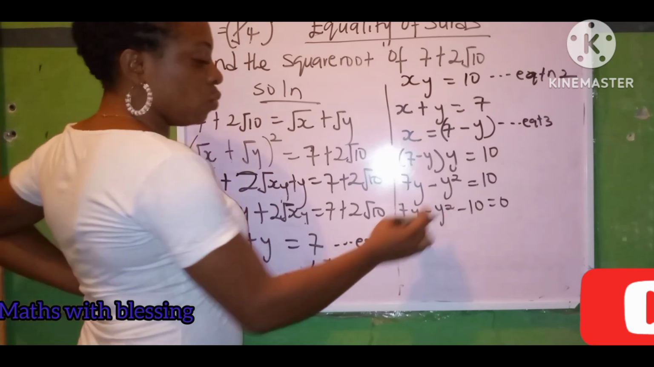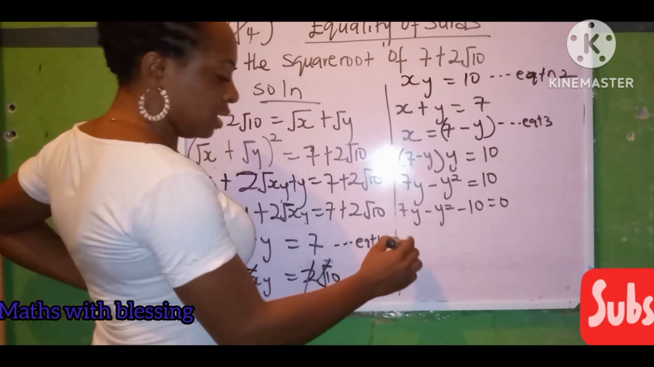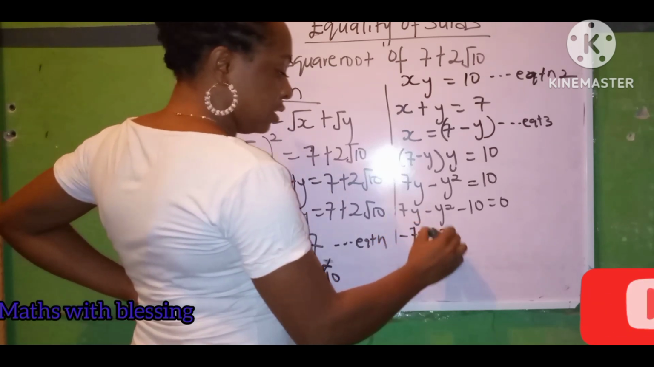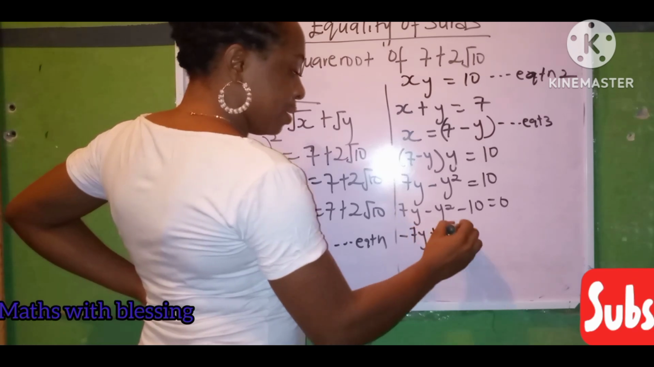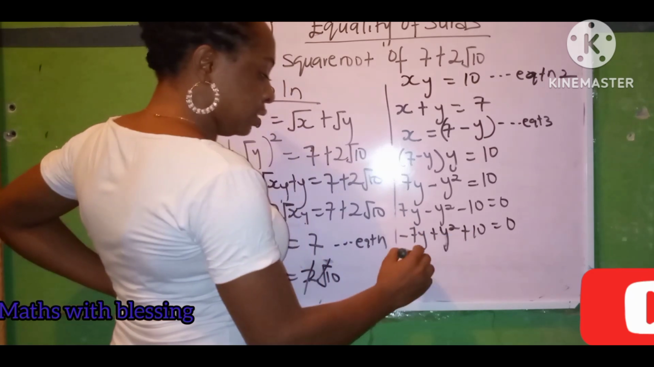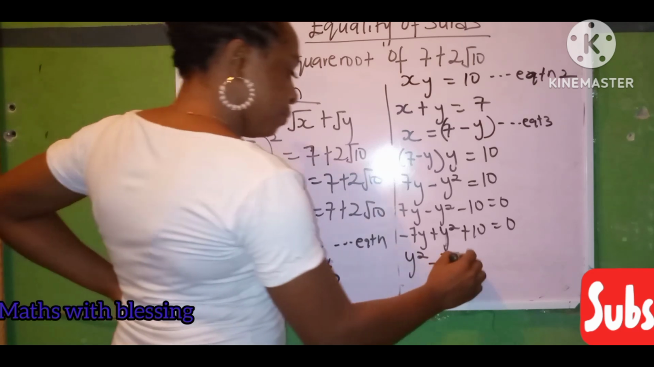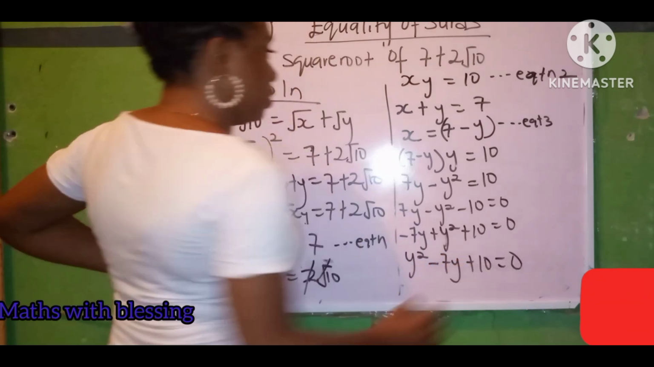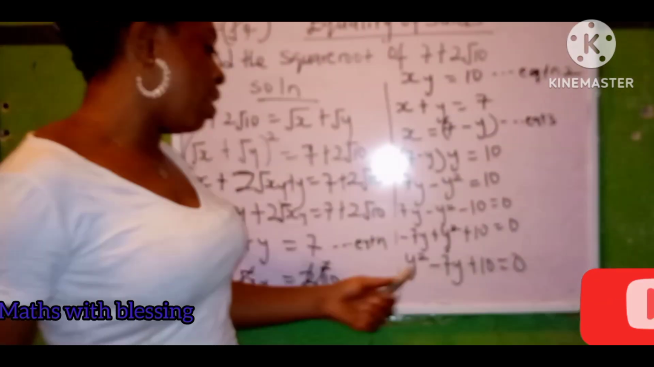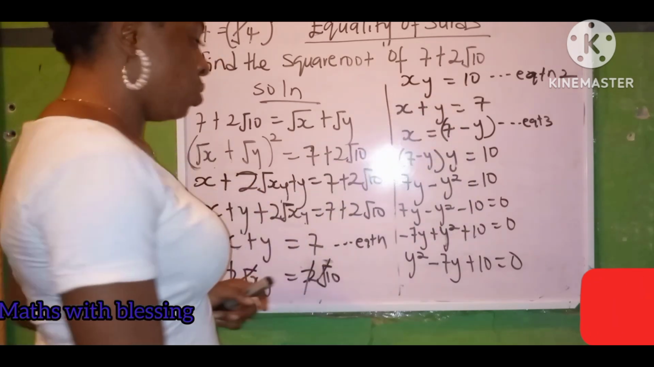So you have something like this: 7y minus y squared minus 10 equal to 0. To put this so that y squared comes at the front, you can multiply everything by minus. So you have minus 7y plus y squared plus 10 equal to 0. So you put it like y squared minus 7y plus 10 equal to 0. From here, you can start solving for y. When you get your y, you can now get your x.